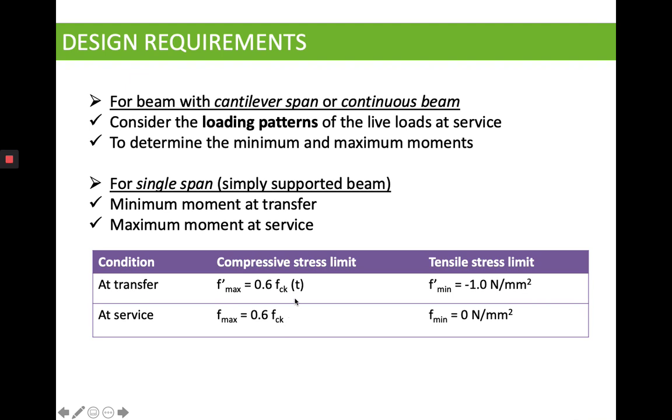So just now at transfer, we are considering FCKT, which is the strength of concrete at transfer, but at surface, we are going to consider only the FCK value. As for the tensile stress limit, we have F minimum. As for this at surface, we are going to consider that we do not have any tensile stress.